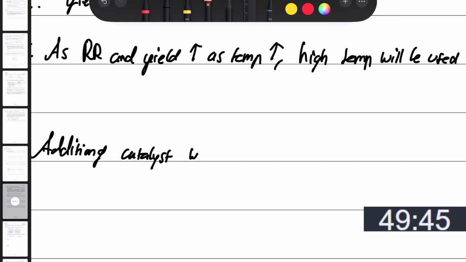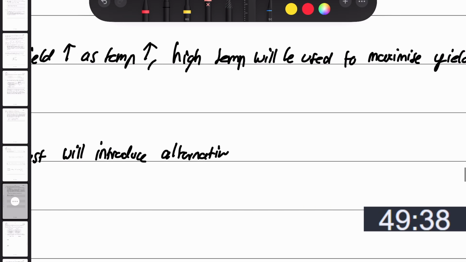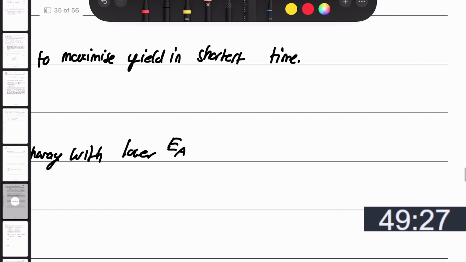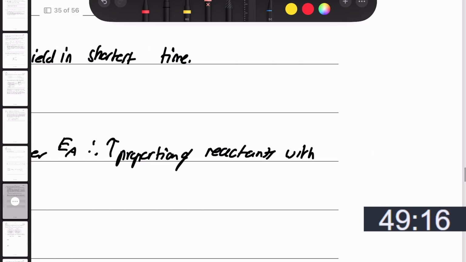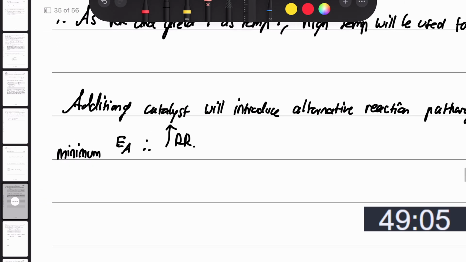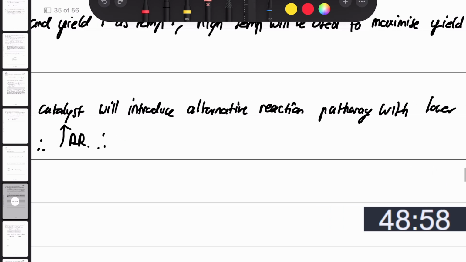Addition of catalyst will introduce alternative reaction pathway with lower EA, therefore increased proportion of reactants with minimal activation energy, therefore increase RR, therefore form soap in presence of catalyst.